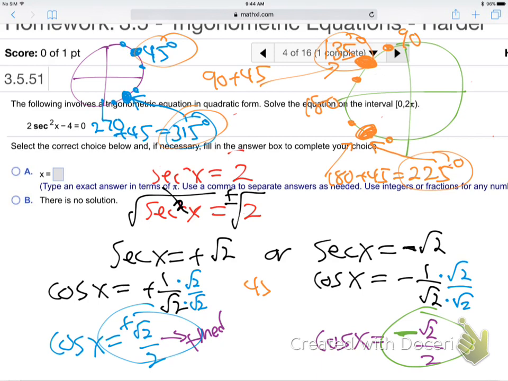So the answers are 45 degrees, 315, 135, 225. Those 4 answers. You've got to change them to radians. We good? So 2 positive medium, 2 negative medium. Basically all 4 medium spots around the circle are answers. And we're done. Questions?